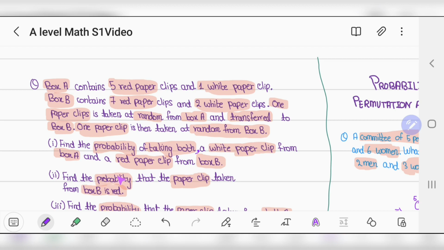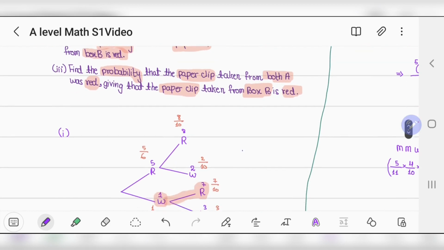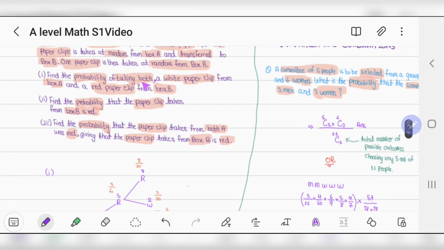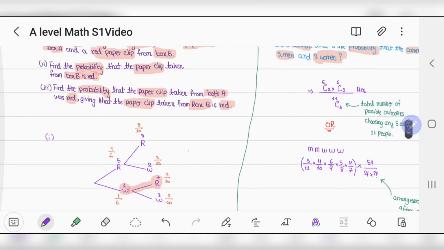Then we have here: find the probability that the paperclip taken from box B is red, regardless of whether the paperclip taken from box A is red or white. When taking the paperclip from box B, it must be red. Okay, so I think it would be best if I just make a tree diagram like this. So I've already made a tree diagram. In part 1 it says white paperclip from box A and red paperclip from box B. So white paperclip and then red paperclip, so 1 upon 6 multiplied by 7 upon 10.